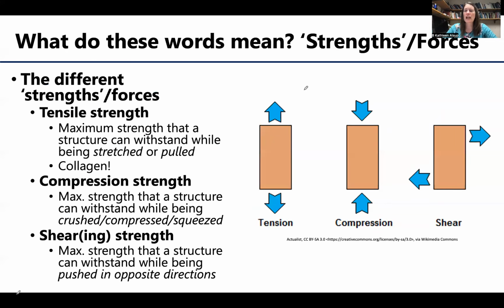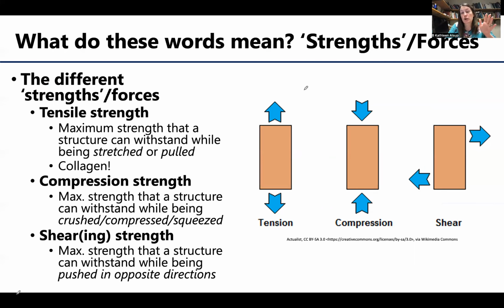And one of those areas I really want to make sure that we feel comfortable with are the different types of strengths that can play a role in the musculoskeletal system, or the different types of forces that can occur. And so you're going to have specific components of the skeletal system that are there to withstand these forces.